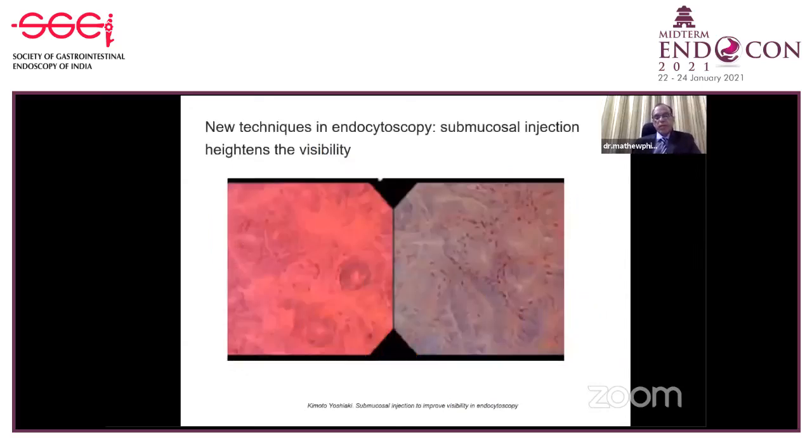Next. I'm sorry, because of this movement from there, there is some delay. That is the reason. Suppose visibility is not good, you can enhance it by injecting saline or indigo carmine beneath that. And this is one of the slides which shows that. You can enhance the pattern of the histology by injecting saline underneath.